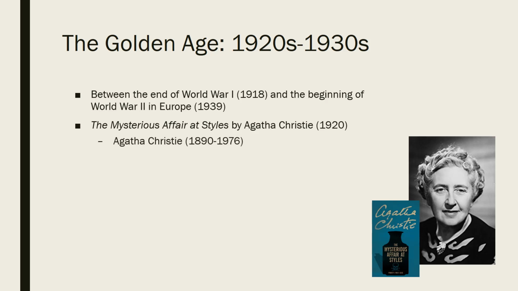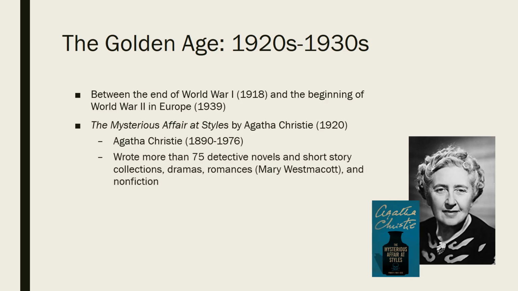Agatha Christie was born in 1890 in Devon, England. She wrote more than 75 detective novels and short story collections, dramas, romances under her pen name Mary Westmacott, and nonfiction. She's best known as a mystery writer, particularly her books following one of her two big characters, Hercule Poirot or Miss Marple. In fact, to this day, she is tied with Shakespeare as the best-selling writer of all time. It helps when you've written so many books to get to be a bestseller. And Agatha Christie certainly was very prolific, meaning she wrote a lot of books.